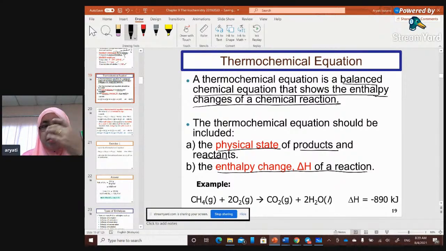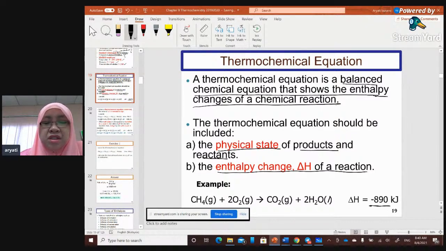So our objective is at the end of the class, make sure you can first understand what is thermochemical equation. You can write the correct thermochemical equation. Because why? Because the thermochemical equation is not given during the examination and you need to derive the thermochemical equation. So example, methane undergoes combustion with oxygen, producing carbon dioxide and H2O. So this reaction will release the energy as much as negative 890 kilojoule.